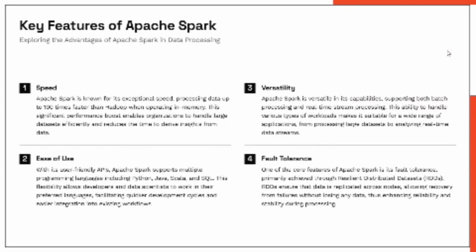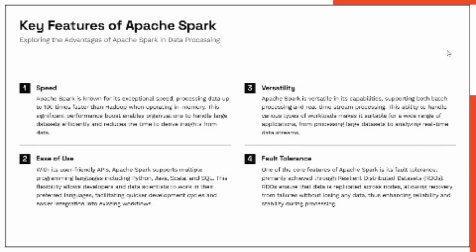So the first is speed. Spark performs data processing tasks much faster than traditional MapReduce because it stores intermediate data in memory (RAM) rather than writing it to disk, reducing the time needed for input-output operations. Spark's ability to handle both batch and real-time data processing also contributes to its speed, making it suitable for time-sensitive applications.